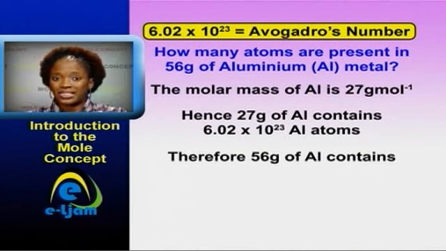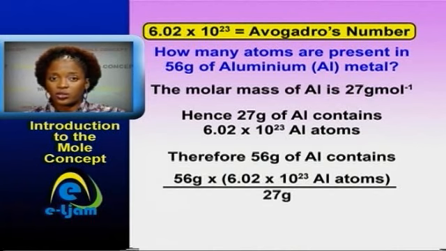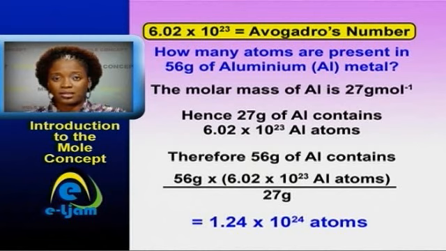Therefore, 56 grams of aluminum metal contain 56 grams times 6.02 times 10 to the 23 atoms, divided by 27 grams, which is equal to 1.24 times 10 to the 24 atoms.